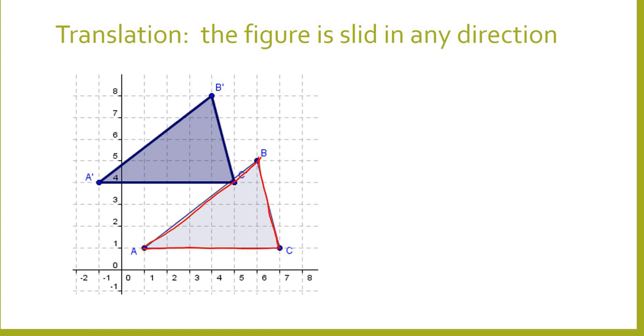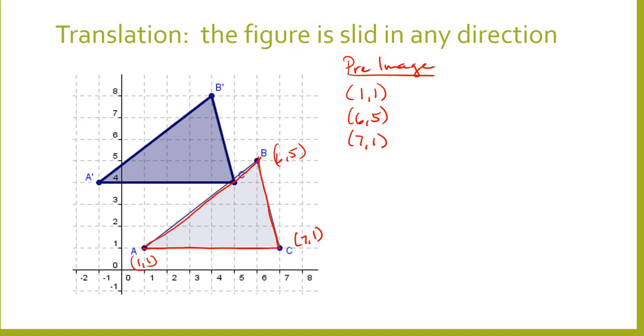And we're going to slide it. You notice that it hasn't rotated. It hasn't flipped upside down or backwards, but it's moved its position. So let's take a look again at our pre-image. Our pre-image in this case has the ordered pairs 1, 1, 6, 5, and 7, 1.